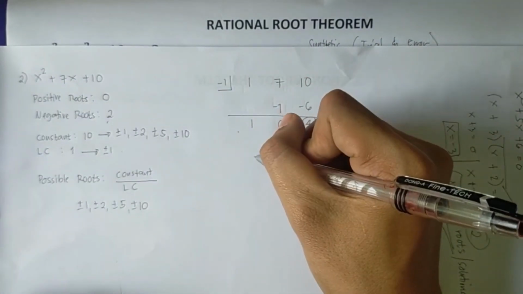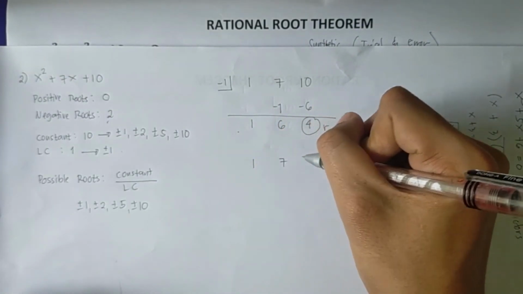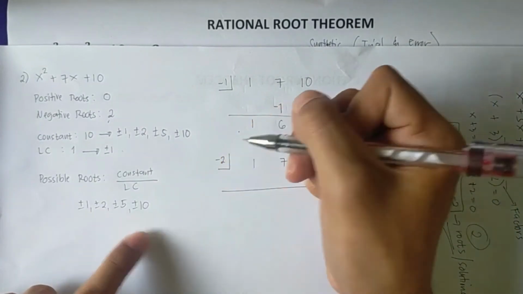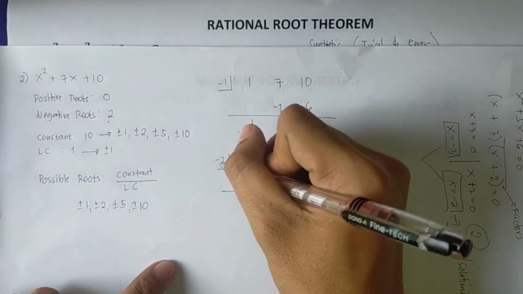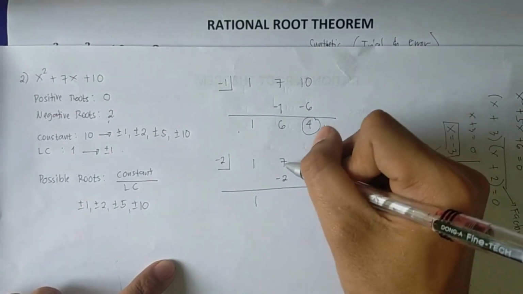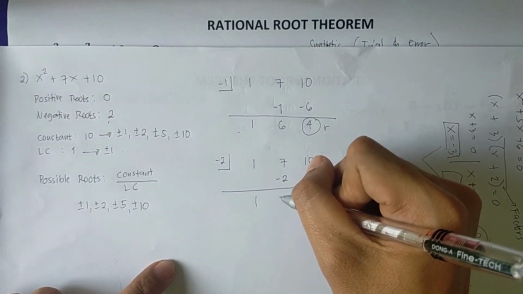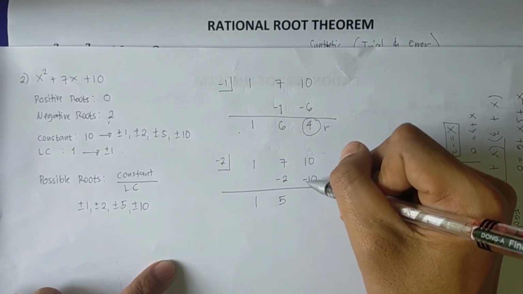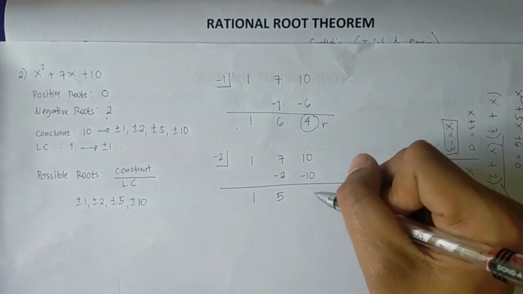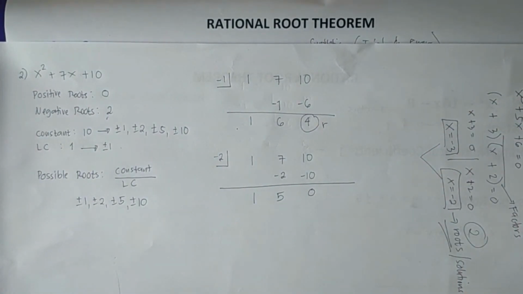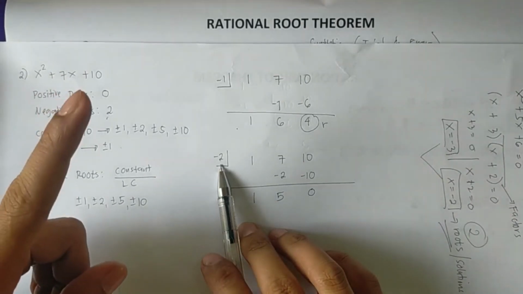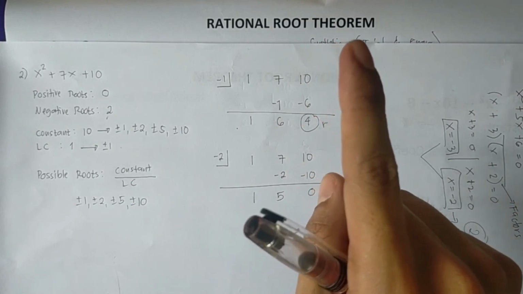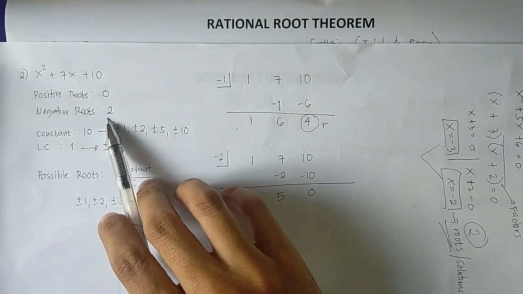Okay, let's try another number, 1, 7, and 10. Let's try negative 2. 1 times negative 2 is negative 2. 7 plus negative 2 is positive 5. 5 times negative 2 is negative 10. 10 plus negative 10 is 0. So negative 2 is one of the roots, right? So we have one more root left, because there are only 2 roots.